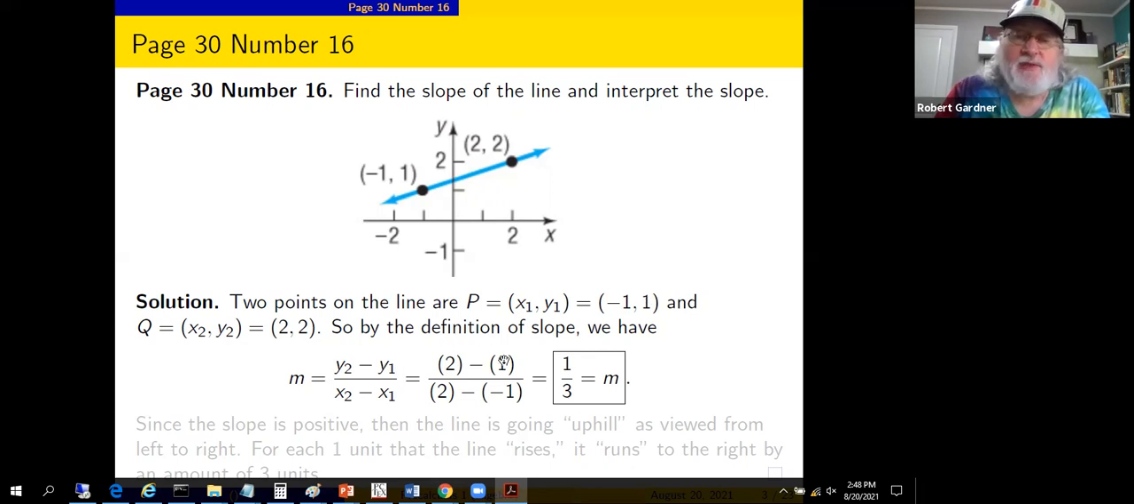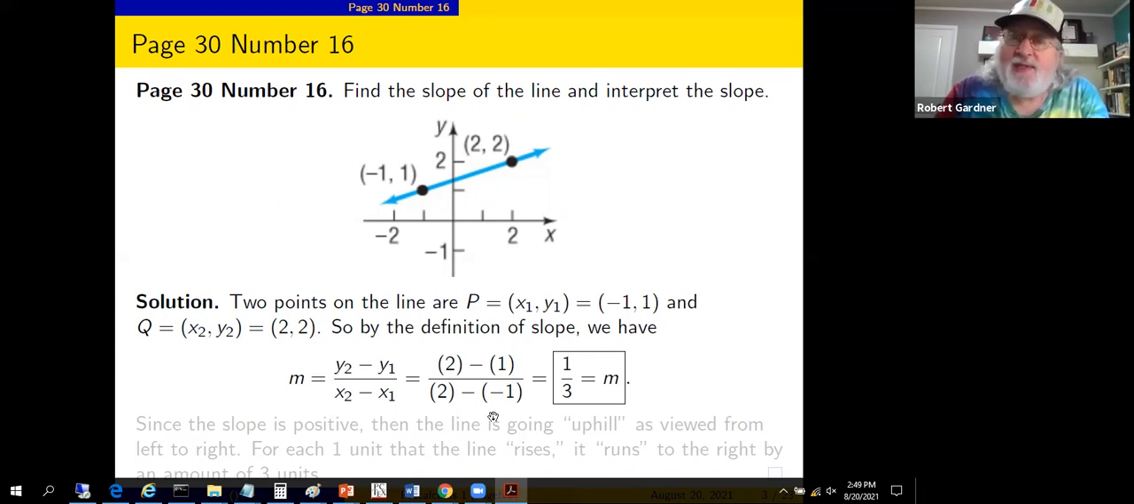So we'll have 2 minus 1. In the denominator, we've got x2. x2 is this 2. It's a different 2. I could color code them or something, but it's this 2. That's the x sub 2. We'll put that there. Minus x sub 1. X sub 1 is -1, and we'll put the -1 here.